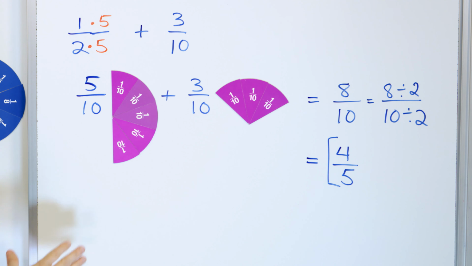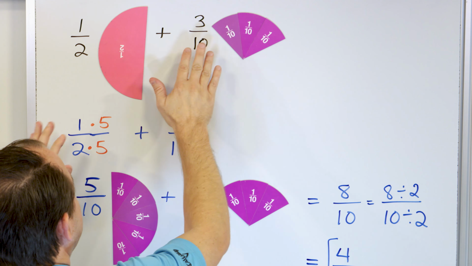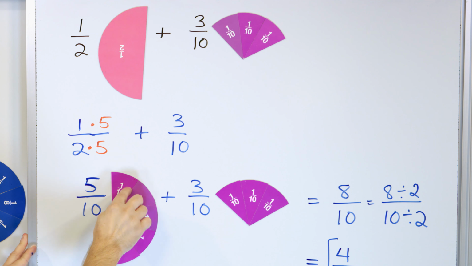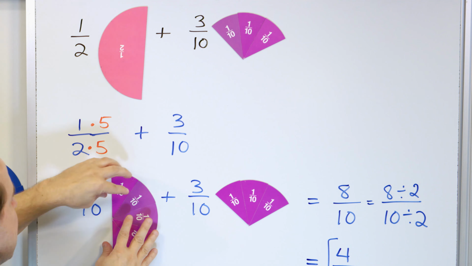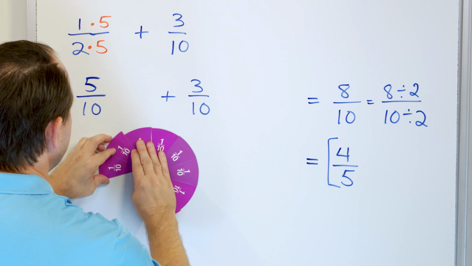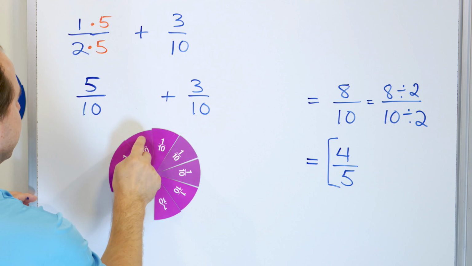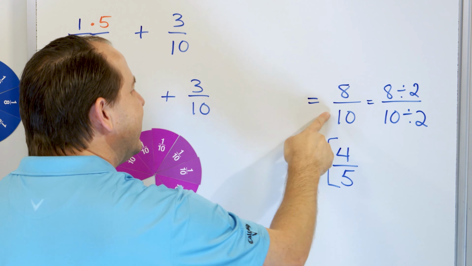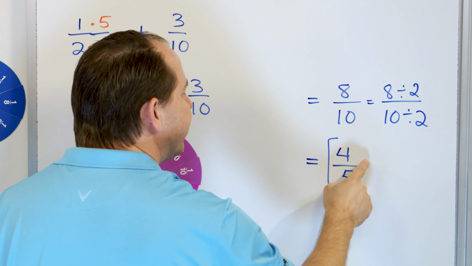4/5. So remember, we started with 1/2 plus 3/10. That's this plus this. We changed this to be looking like 5/10, but it's still a half a pizza. Now if we take this and add it to 3/10, what do we get? We get 1, 2, 3, 4, 5, 6, 7, 8/10. That's exactly what we said. But we said we could simplify 8/10 into 4/5.